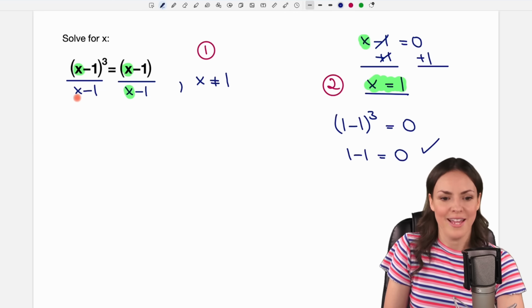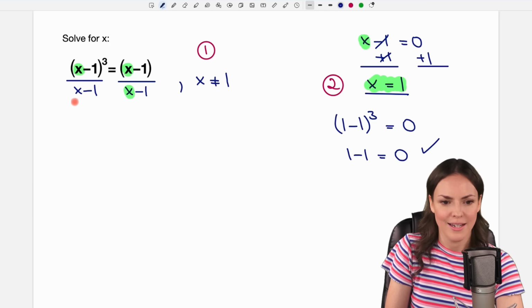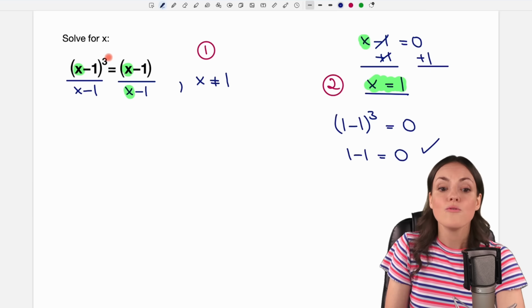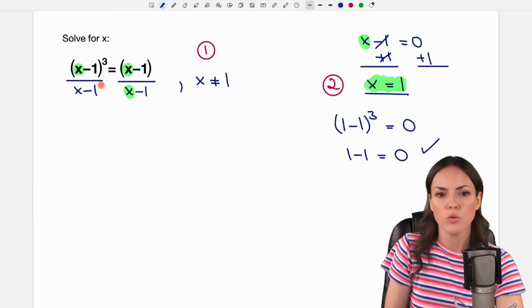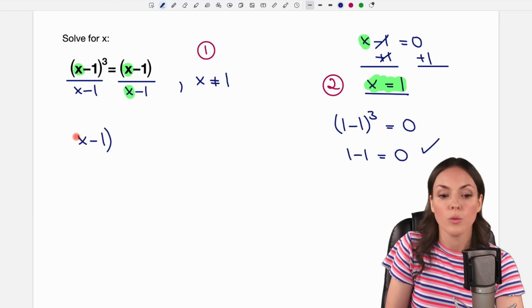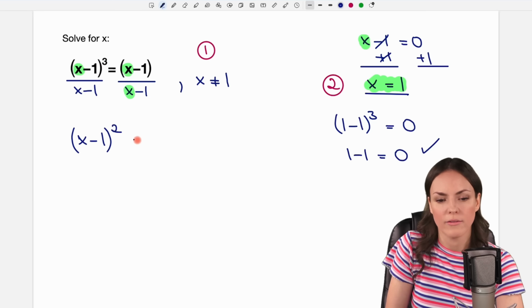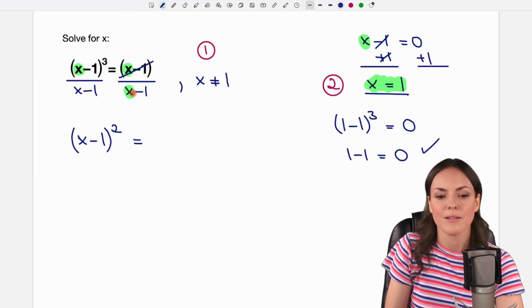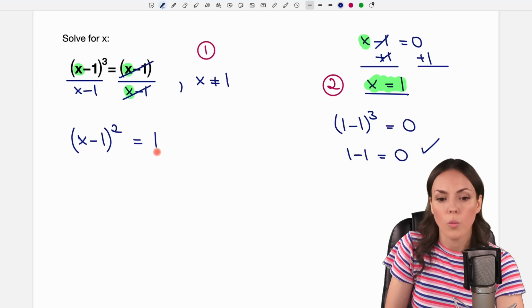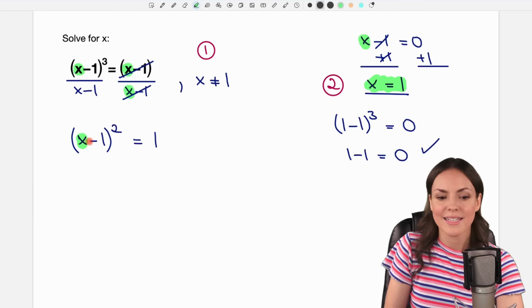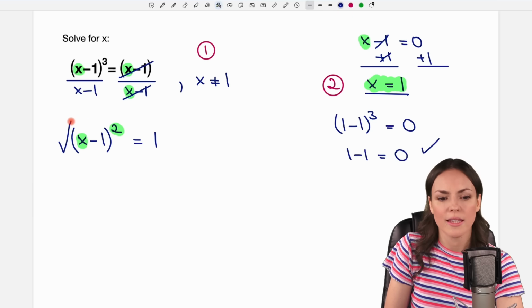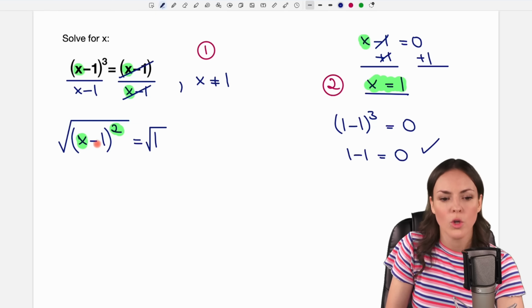Okay, if we divide by x minus 1 then, what do we get on the left side? We had x minus 1 to the power of 3. We divide by x minus 1, so we only have x minus 1 to the power of 2 left on the left side. And here, if we divide something by itself, we get a result of 1. Now, to solve for x, it's the same as we had earlier on. We want to get rid of the square here, so we take the square root on both sides of the equation. Then only this x minus 1 is left in here, and here we have plus minus the square root of 1, so plus minus 1.